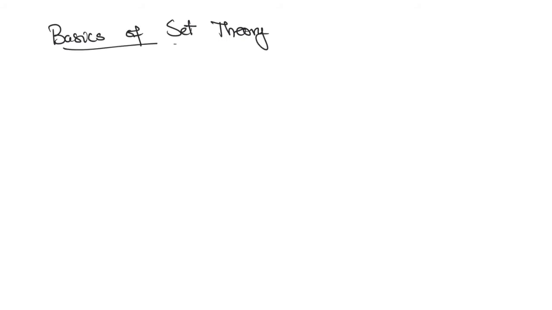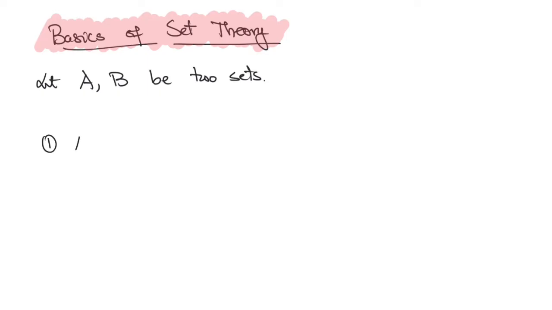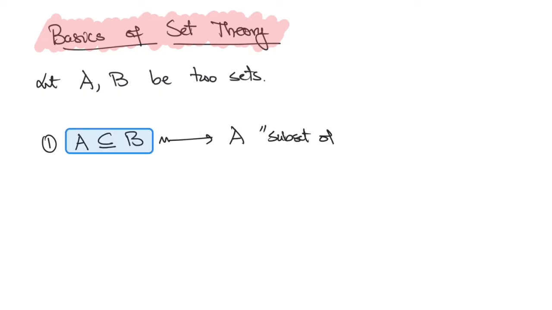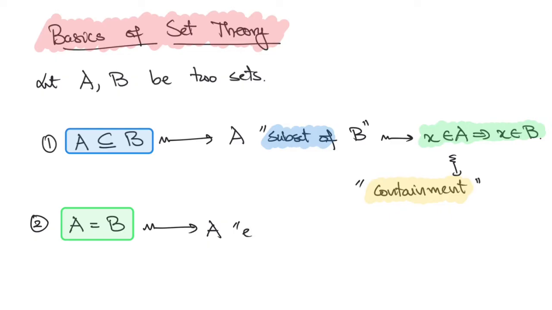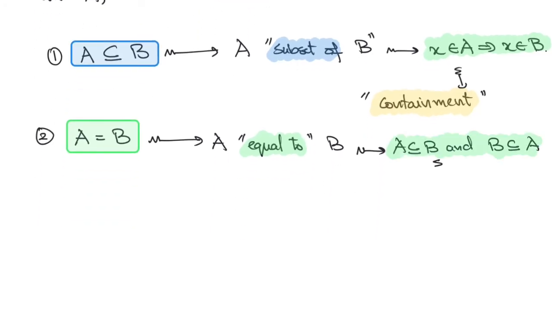Before we talk more about probability, it'll be good to set up some basic set theory. So if A and B are two sets, we can talk about A being a subset of B. This is to say that an element lying inside A implies that it lies inside B. This is sometimes called the containment relationship between A and B. The equality relationship between A and B is equivalent to saying that A is a subset of B and B is a subset of A.